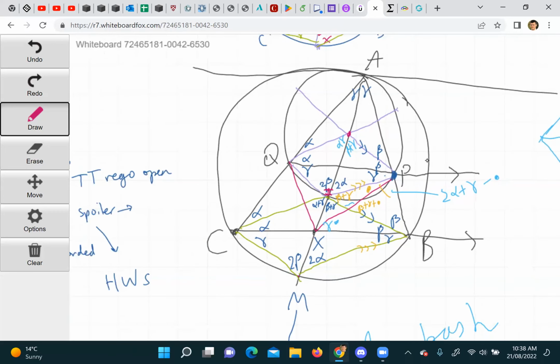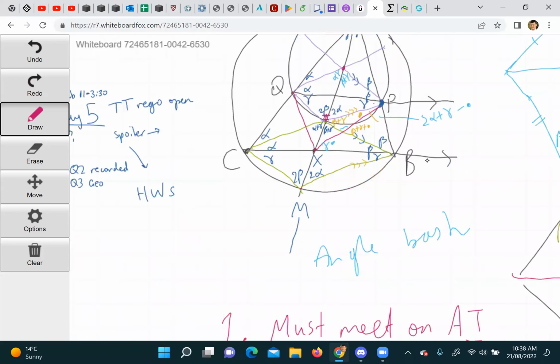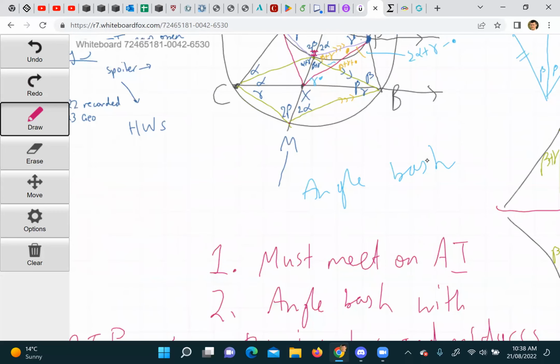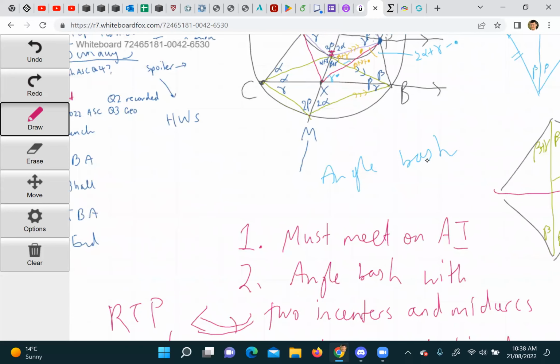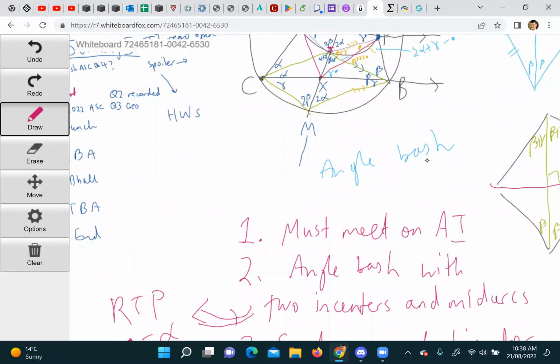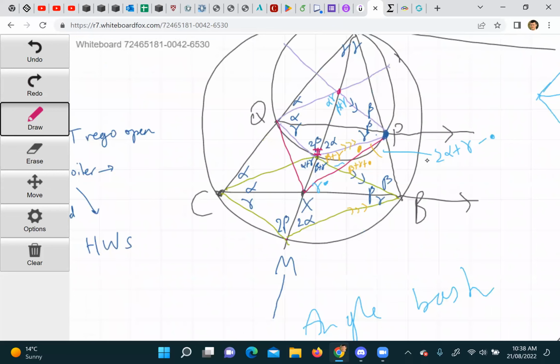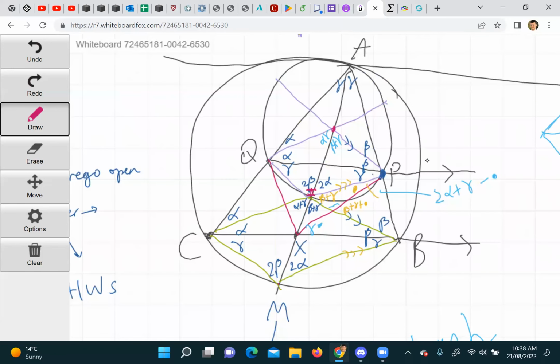So let's see the outline of what I did. It must meet on AI. We got that by angle bash, with two incenters and two mid arcs. And with this angle bash, it became clear that it was required to prove that the yellow dot angle is equal to alpha.